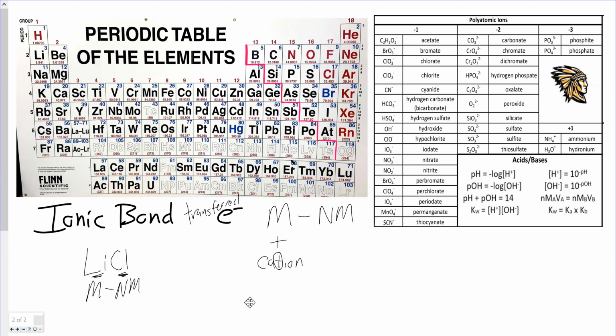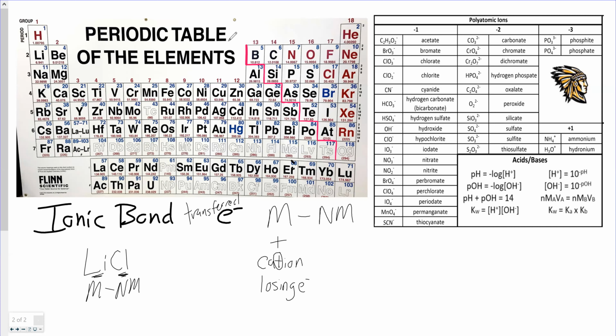So if it's getting a positive charge, is it gaining or losing electrons for it to end up with a positive charge? Losing. It is losing electrons. If you lose electrons, that means now you have more protons than electrons, so you have a positive charge.